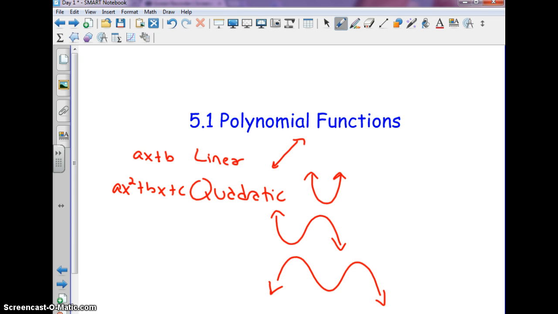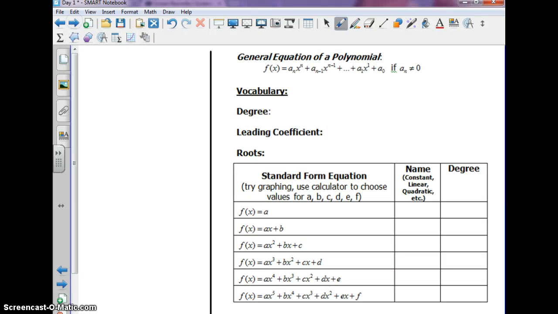So polynomial is a big word that includes a lot of the different functions that we've been talking about, from linear to quadratic to the next four that you're going to learn today, all right? So go ahead and get your notes ready, and we're going to make one big list of all the different polynomials that we're going to be working with. All right.